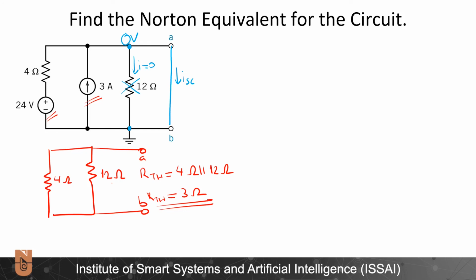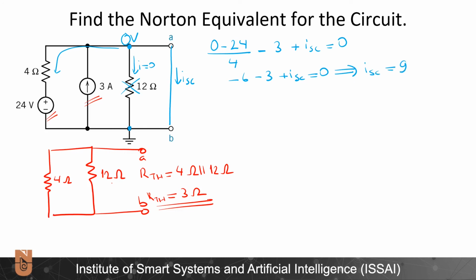Now, the only thing I will do is to write the Kirchhoff's current law for this node. So 0 minus 24 over 4 is the current going this way. We have 3 amperes entering, so I will write that as minus 3 plus the current going out, I short circuit, is equal to 0. So here I have minus 6 minus 3 plus I short circuit is equal to 0. And from here I calculate I short circuit is equal to 9 amperes.